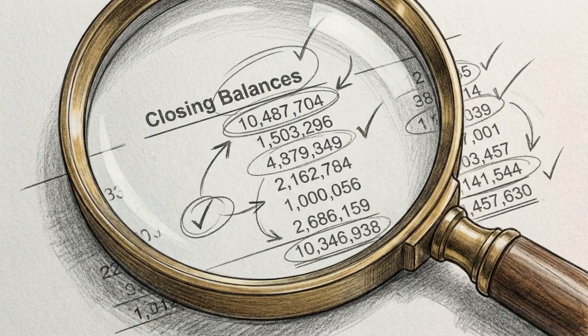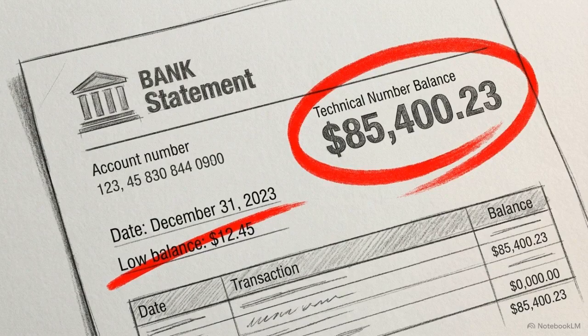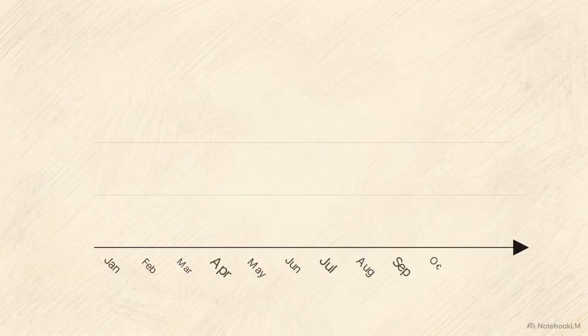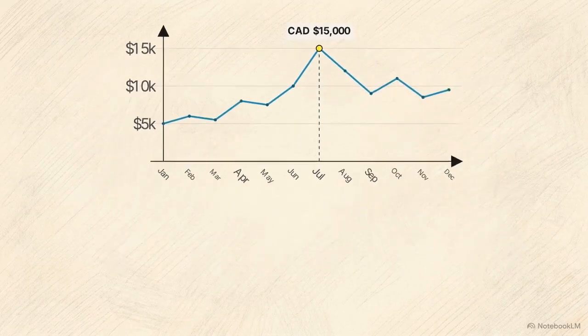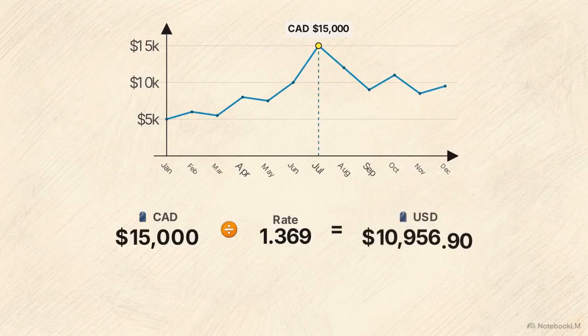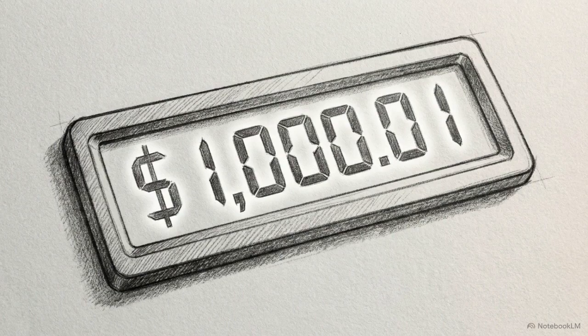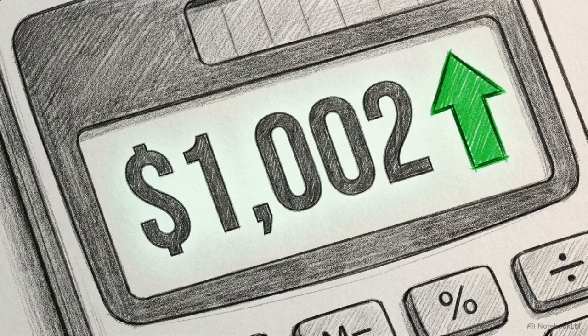Once you have your complete list of accounts, you need the balance. You cannot simply use your December 31st balance. You need the absolute peak maximum. This chart shows how an account balance fluctuates. Scan your statements to locate the single highest peak, like this July spike. Convert that peak to US dollars by dividing by the Treasury rate of 1.369. Drop the cents and round up. If the math gives you $1,000.01, you report $1,002. Always round up, never down.